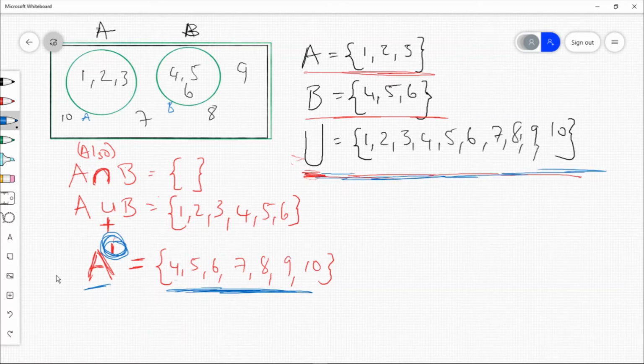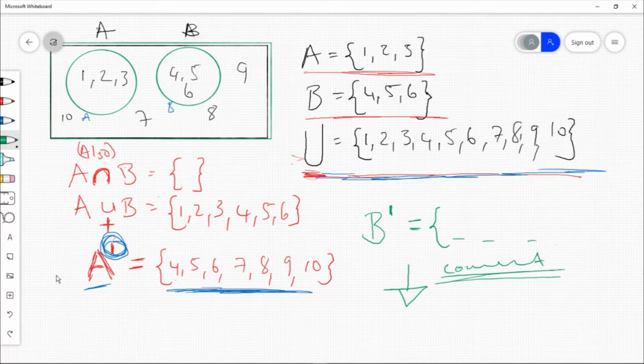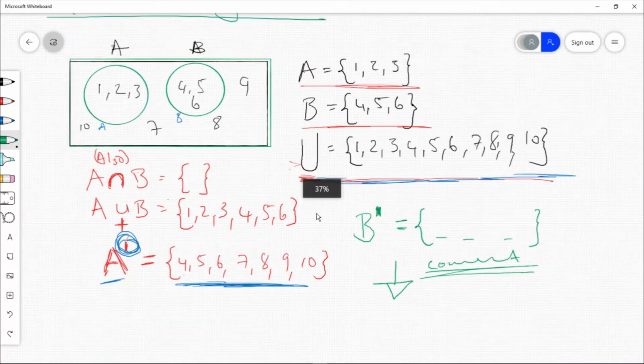And how about all the elements that are not in B? Some people tend to say B not. Will you be able to give that to us? Comment down below, leave a comment of the elements that you feel are in B not. All right, that is all for now.